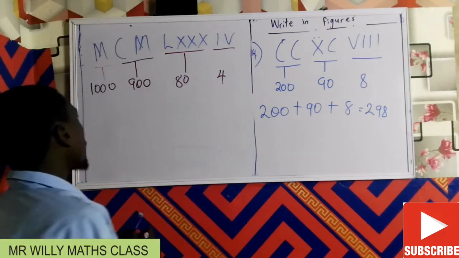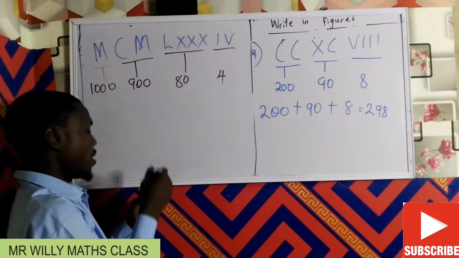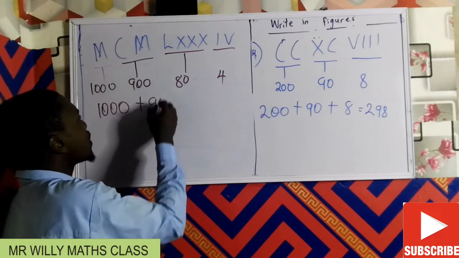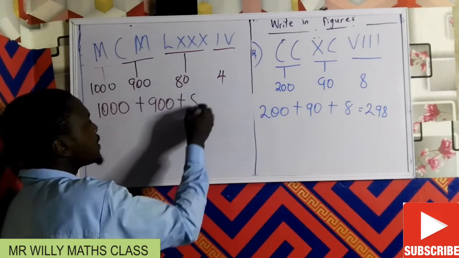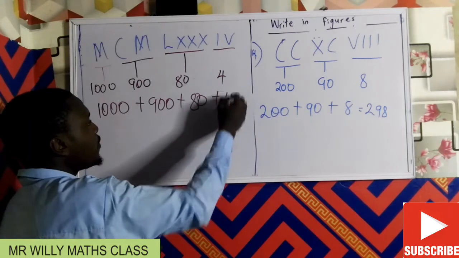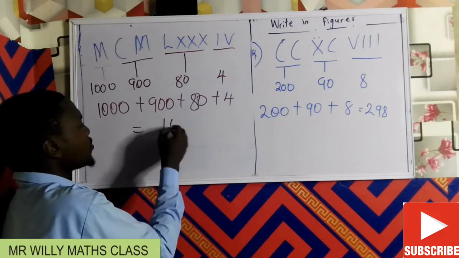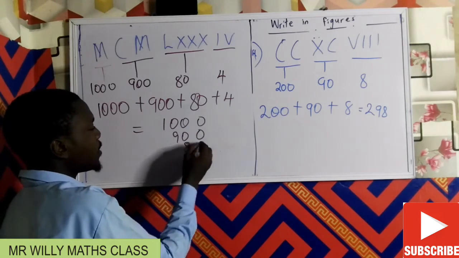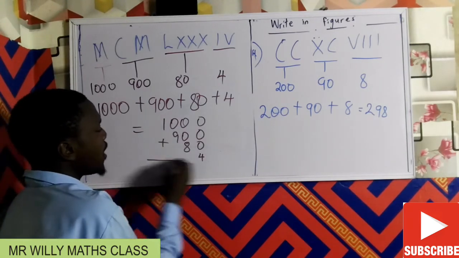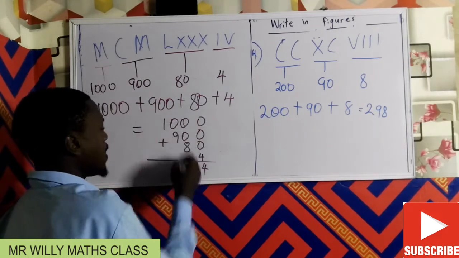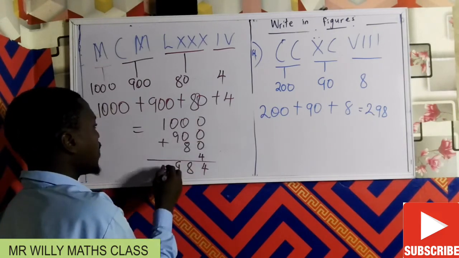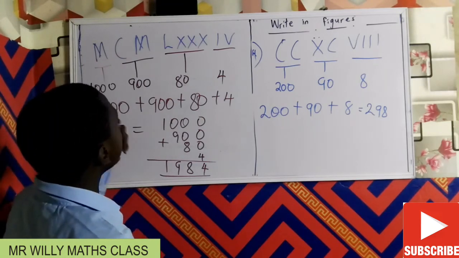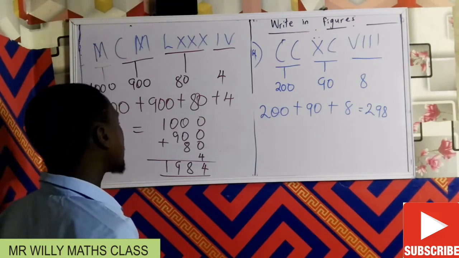So we're going to add it together. That'll be 1000 plus 900 plus 80 plus 4. You add it together, that'll be 4, 8, 9, 1. So our final answer is 1984. So MCMLXXXIV is 1984.